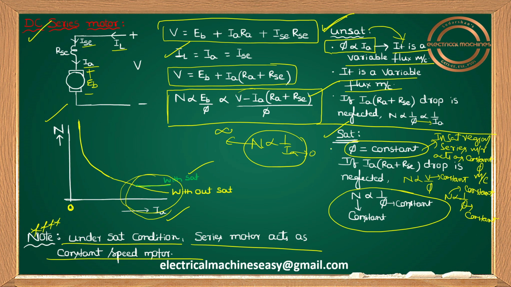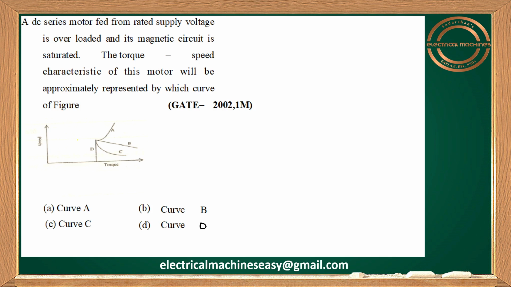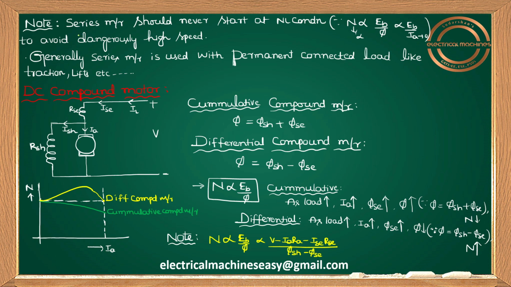Here one thing you have to understand. I told you under no load condition, N value is infinite. Therefore, a series motor should never start at no load condition. What is the reason? I told you N is proportional to EB by phi, and in place of phi I can write IA, whose value is 0. Something divided by 0 means infinite, so N value becomes infinite here. So a series motor should never start at no load condition, to avoid dangerously high speed. To be frank, to avoid dangerously infinite speed.